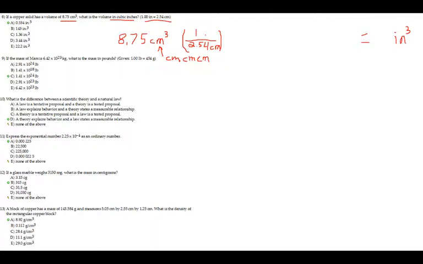For 1 inch. Right, but this only cancels one of these centimeters, so we need 2 more of those set up. 2.54 centimeters on the bottom of each of these, so that all 3 of these centimeters get canceled. So you should be dividing that 8.75 by 2.54 3 different times.